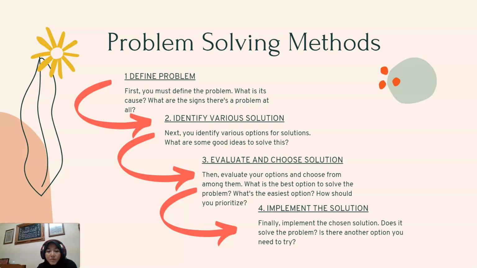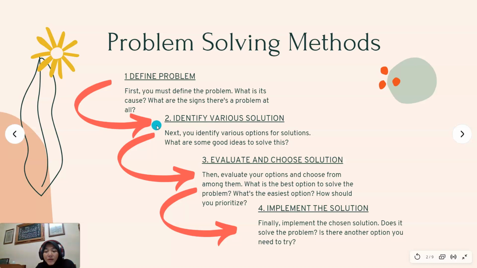So first, we must define the problem. First you must define what is your problem. What is its cause? What are the signs there is a problem at all? So you need to identify what is your problem. Maybe you can list down all the problems that you have, and then choose what is exactly the problem that you want to solve. Step number 2, which is identify various solution.